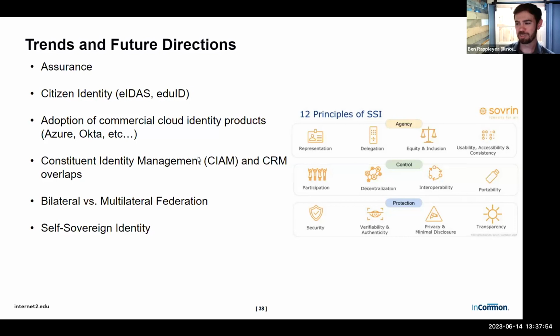Constituent identity management and CRM overlaps. So you're going to see where your applicants are coming into the system and you're going to have your alumni overlap. And that's going to be something, again, that you're going to have to sort out at an institution level. How can you handle all of the identities that are coming into your system? How are you going to manage them? How are you going to deduplicate them?